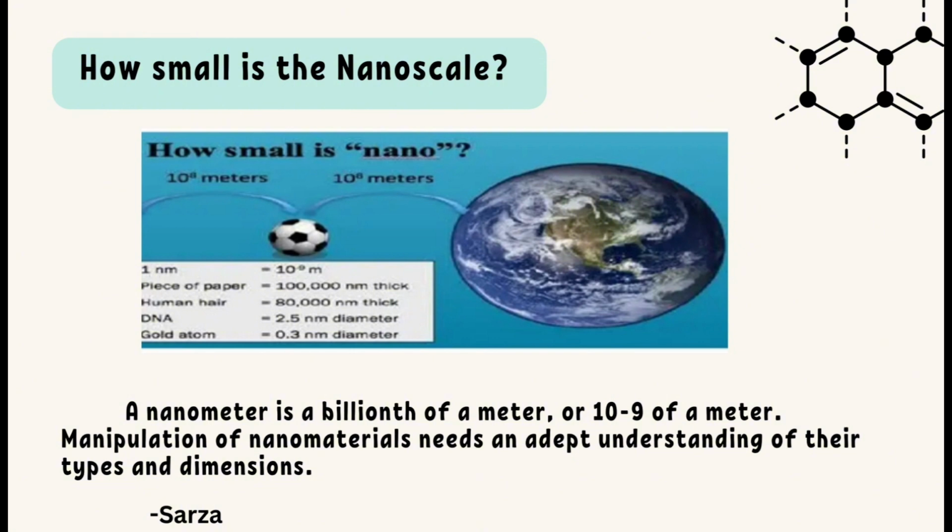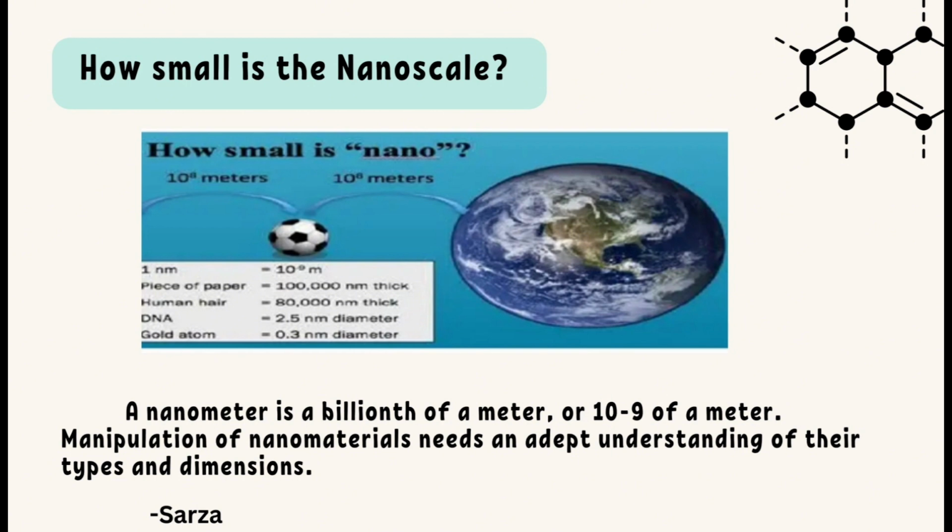So before we begin, let me first give a short definition of the nanoscale. The nanoscale is used to measure some of the smallest objects known to man. The basic unit of measurement is called the nanometer, which is one billionth of a conventional meter, or 10 raised to negative 9 of a meter.